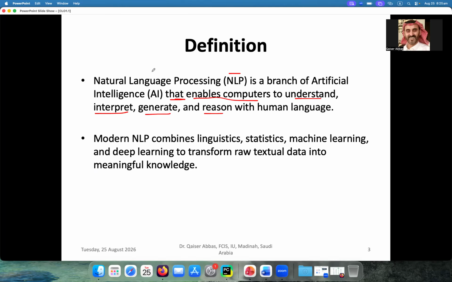So NLP is a branch of AI which makes your machines or computers able to understand, interpret, generate, and reason with the human language. We are focusing on human language. The data would be in human language, either textual data or speech data.